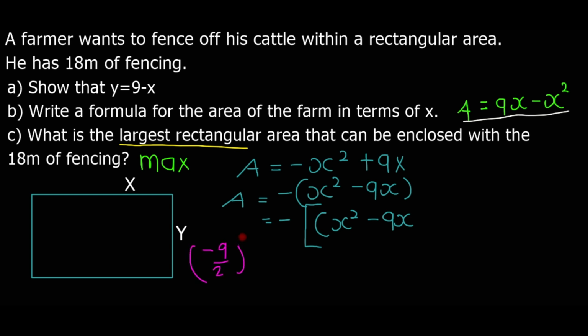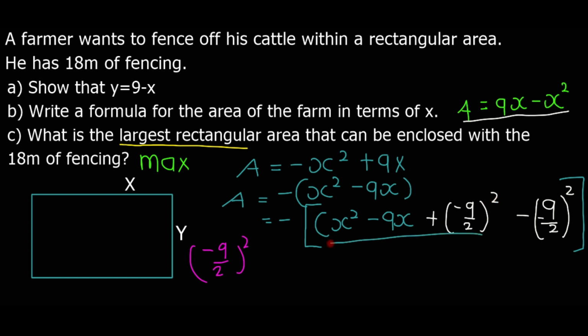and then all squared. So we add it and then subtract it, so we will have plus negative 9 over 2 all squared and then minus negative 9 over 2 all squared, and then it goes in this way. But always I want these first 3 terms to be inside one bracket, so I just put a bracket. So from there I can use the method of getting the binomial.